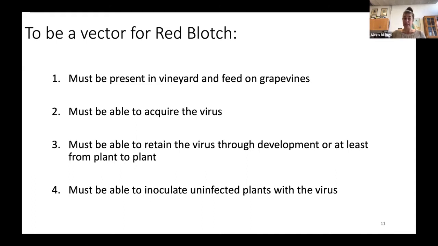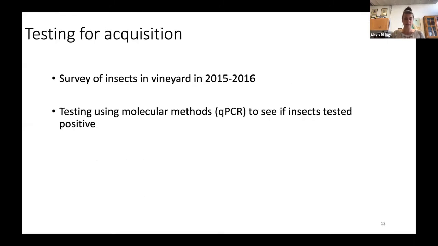These are not mutually exclusive either. You can have both of these insects in the vineyard, and between the two, they can account for the spread. So when identifying vectors of plant viruses, it's important to remember there may be one big vector of big effect, or a bunch of inefficient vectors of little effect, or any combination. So now that we understand how to identify a vector, we can start to apply this to red blotch virus in commercial vineyards. The first step is identifying which insects are able to acquire the virus.